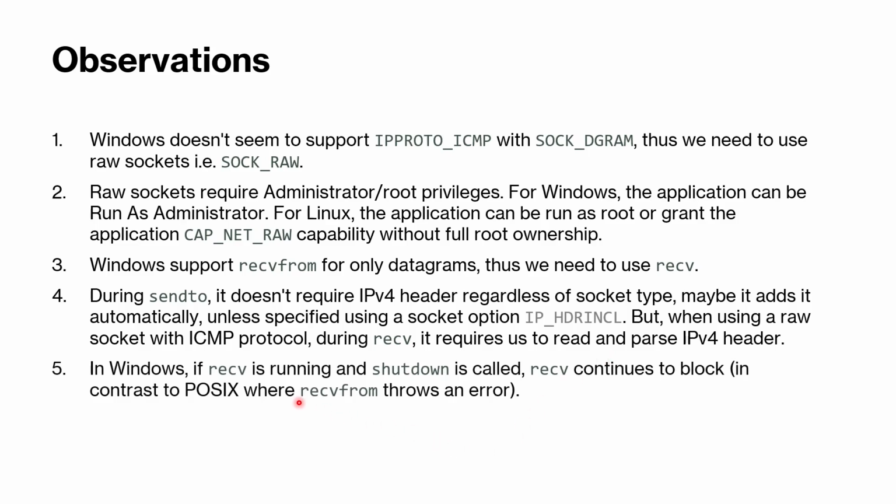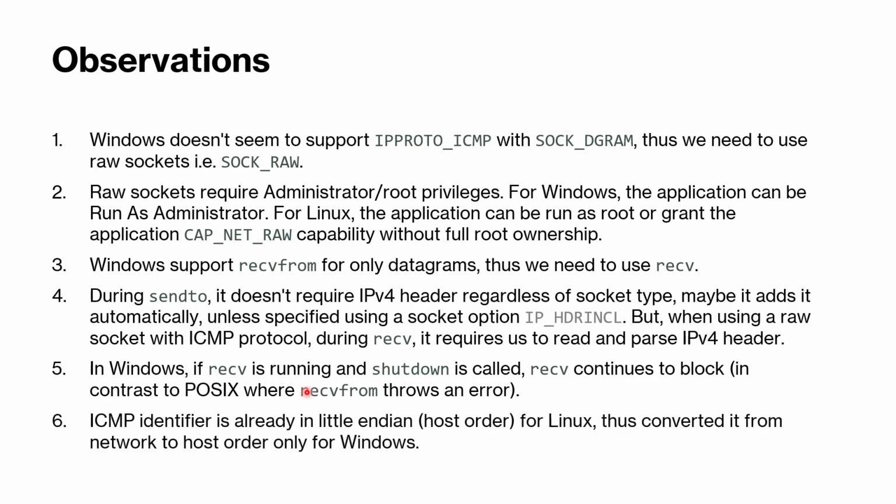In Windows, receive function continues to block even after shutdown function is called, whereas on Linux, where we use receive from function, it just throws some error. The ICMP identifier field in ICMP header doesn't need to be converted back to host order on Linux. It's already in the host order. But on Windows, we need to convert it from network to host order.